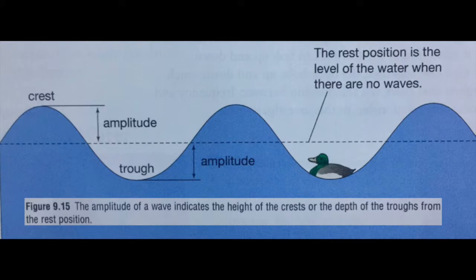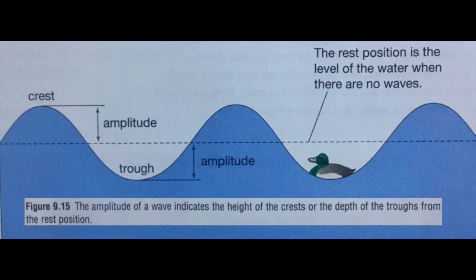If the wind starts to blow, the water will become rougher. Soon, higher crests and deeper troughs will form. The height of the crest or the depth of the trough from the rest position is called the amplitude, as shown in figure 9.15. The amplitude of a wave indicates the height of the crests or the depth of the troughs from the rest position. The amplitude is a good indication of the amount of energy transmitted by the wave.